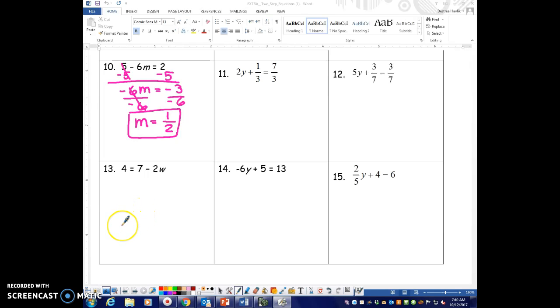Okay, so number 13. What's our first step here? Subtract 7. Very good, because we want to get w by itself, right? So subtract that 7. This cancels out. So what's 4 minus 7? Negative 3. And then what are we left with on the side? Negative 2w.